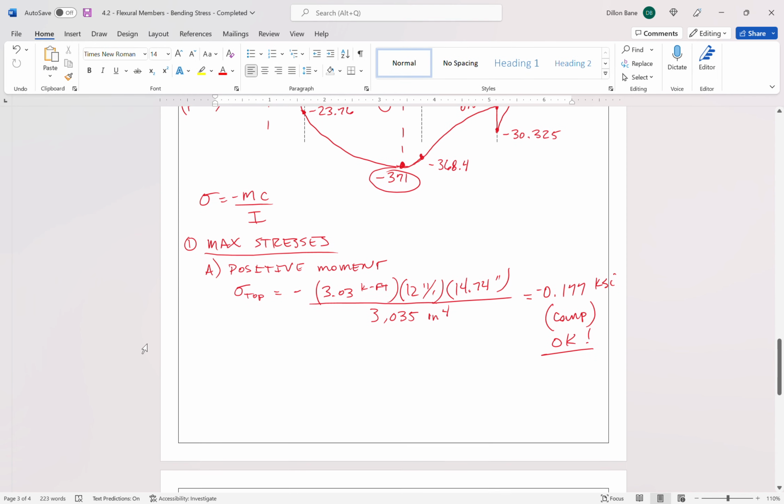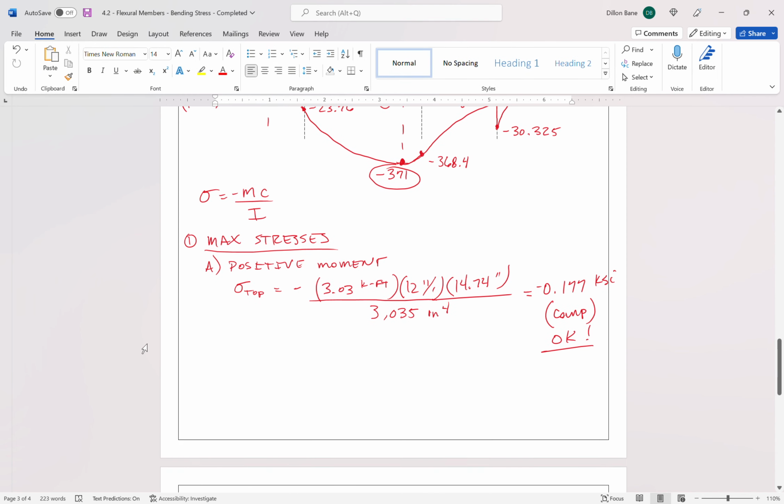So now we still need to look at the location of maximum positive moment. Let's look at the stress at the bottom of the beam, though. So sigma at the bottom, because the bottom of the beam will be in tension. The top of the beam we just calculated to be in compression, the bottom is going to be in tension. We need to figure out what that tensile stress is at this location of positive moment and see if it exceeds the allowable. So negative MC over I, so we're still negative. The moment is still 3.03, again multiplied by 12 for a unit conversion.